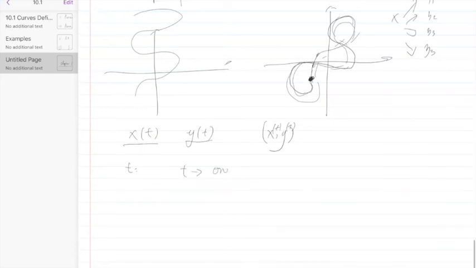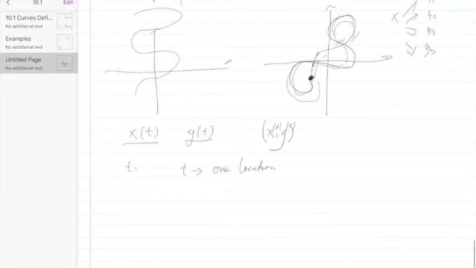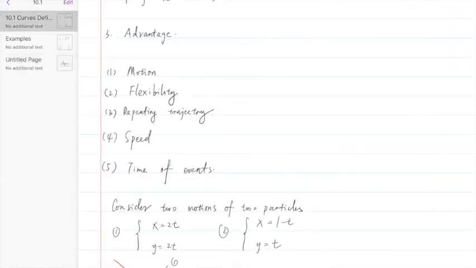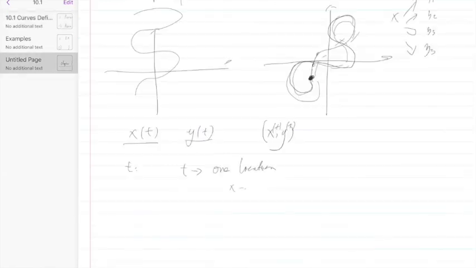So you can still keep this nice one-to-one relationship. Your one time only goes to one location. Even though multiple times can go to the same location, it's still fine. But before, you cannot have that because the same location basically means for the same x, you have multiple y. It's not going to happen. So that's why this one is more flexible. You don't have those restrictions.